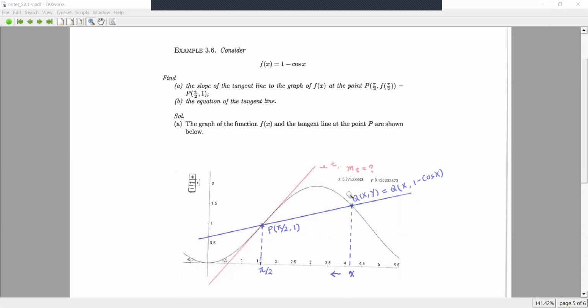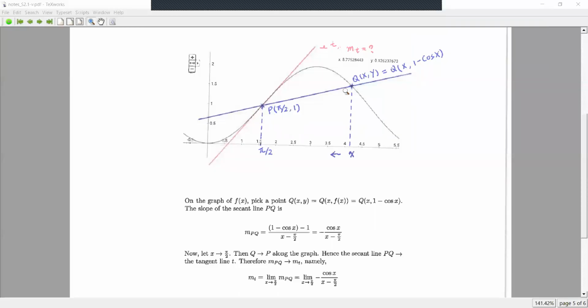On the graph of the function, arbitrarily pick a point, point Q. Because point Q is on the graph of the function, the y coordinate must be the function value, the function at x. Okay, the function at x is 1 minus cosine of x. So this y is 1 minus cosine of x. Now, join P and Q with a line. About this line, we can write down its slope because we know 2 points, P and Q, on the line. By the slope formula, the slope of the line PQ, I call this line PQ, is y2 minus y1 over x2 minus x1.